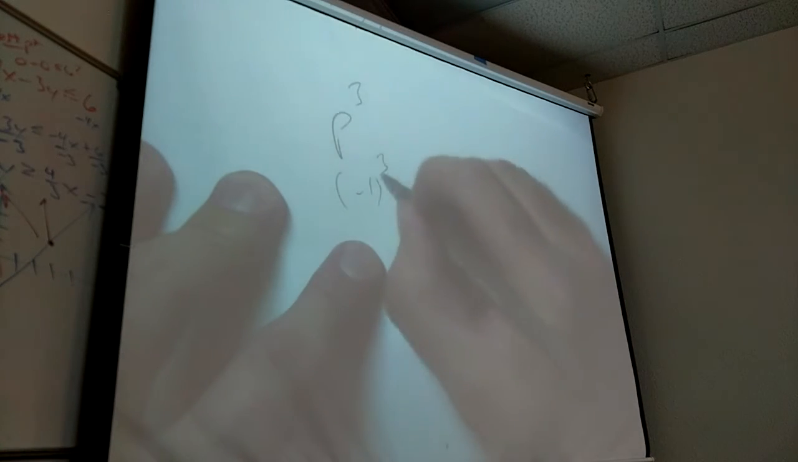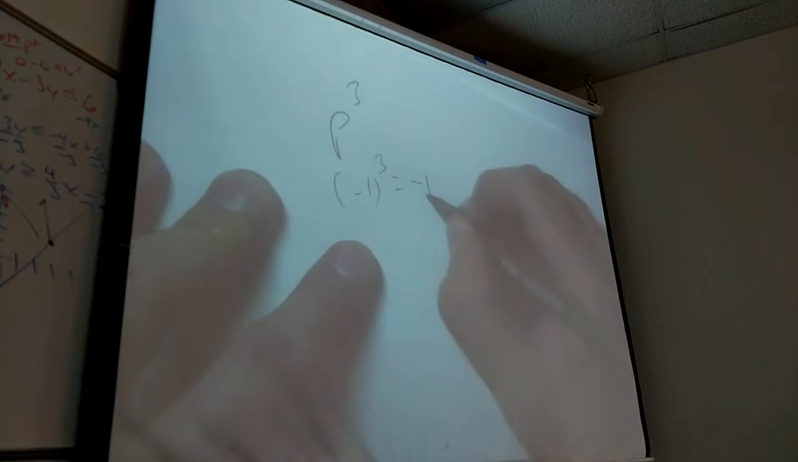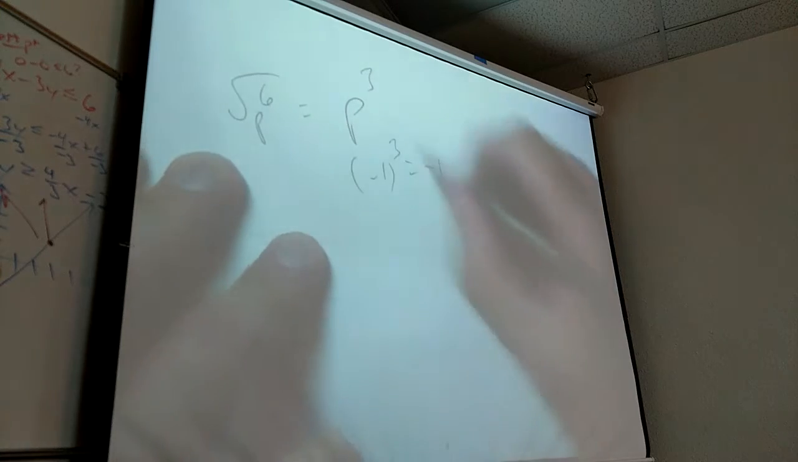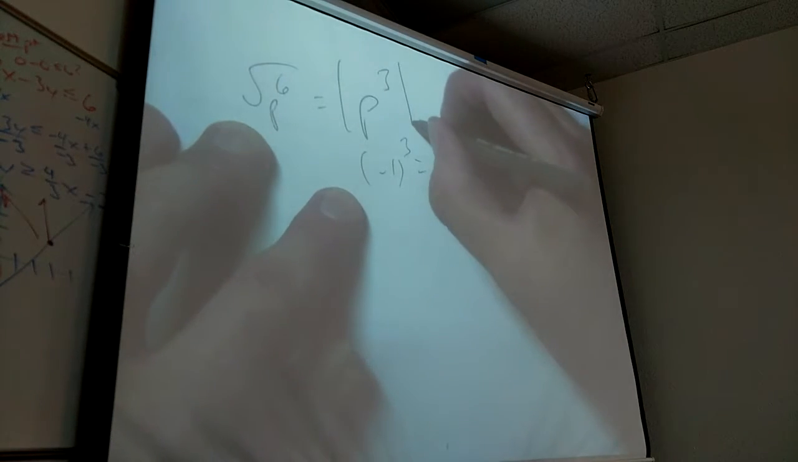So p to the 3rd power, when is it negative? What's negative 1 to the 3rd power? Negative 1. So can p to the 3rd power be negative? Can the result of a square root be negative? No. So you better put absolute values around this thing so the result is not negative.